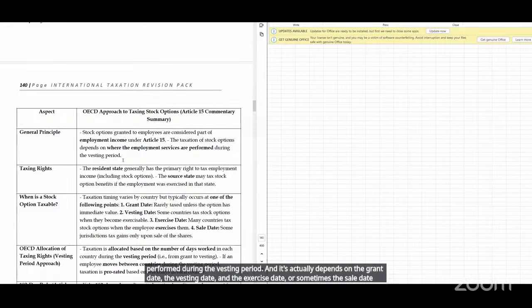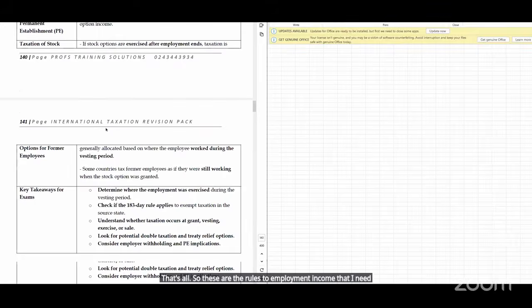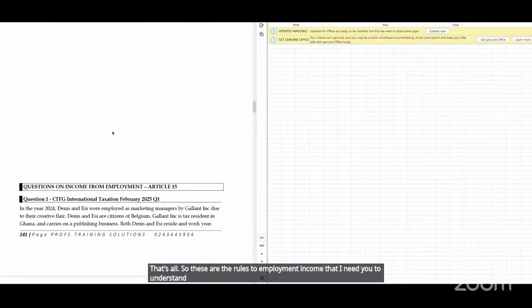But don't worry, this is all you have to say. I won't bombard you, right? So anywhere you exercise employment is where we actually tax your stock options. That's all. So these are the rules to employment income that I need you to understand, right? So the rest, you don't really need it.